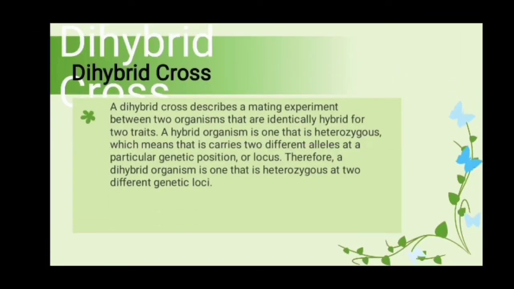Dihybrid cross. A dihybrid cross describes a mating experiment between two organisms that are identically hybrid for two traits. A hybrid organism is one that is heterozygous, which means that it carries two different alleles at a particular genetic position or locus. Therefore, a dihybrid organism is one that is heterozygous at two different genetic loci.